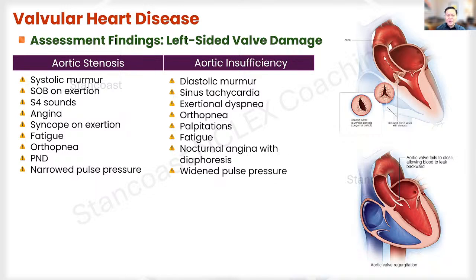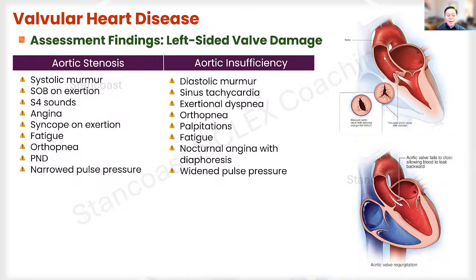And why is there that widening of pulse pressure? Well, the reason for that is because of the regurgitation, okay? The volume that has flowed back into the left ventricle will also eventually get pumped back into the systemic circulation through the aorta, okay? And so they're going to end up with that widening pulse pressure.